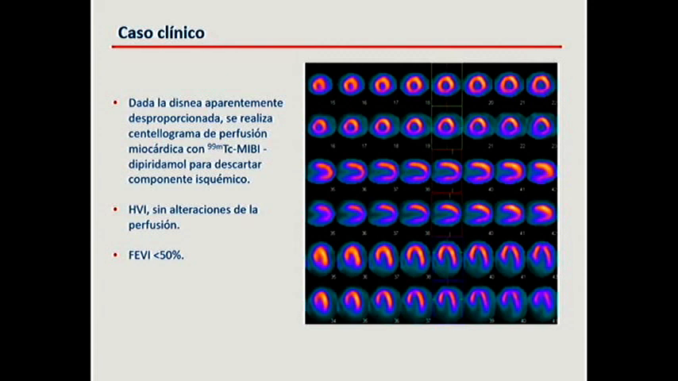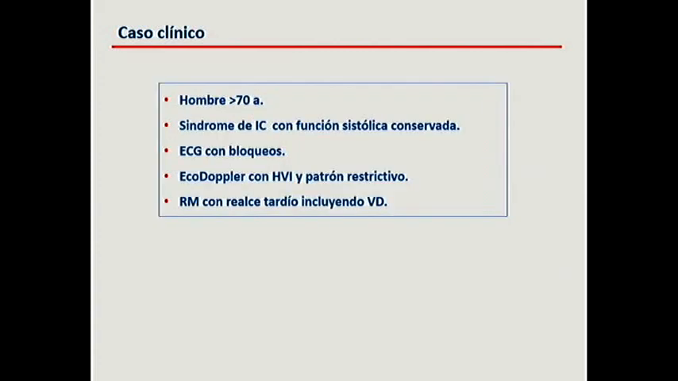So this patient had a high likelihood of amyloidosis, but the doctor thought that it was not relevant for this clinical case, and he wanted to rule out an ischemic component with a MIBI study with dipyridamole. The study showed, as you can see here, what seems to be a thickening of the walls, but he also had a slightly decreased ejection fraction, and there was no evidence of ischemia either.